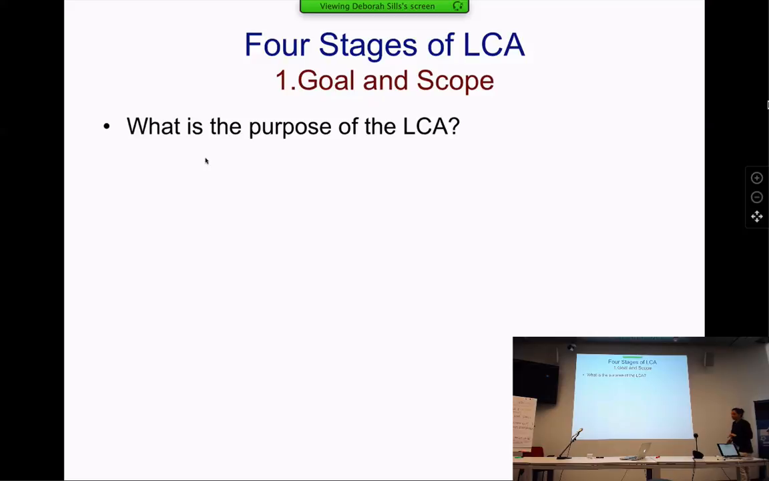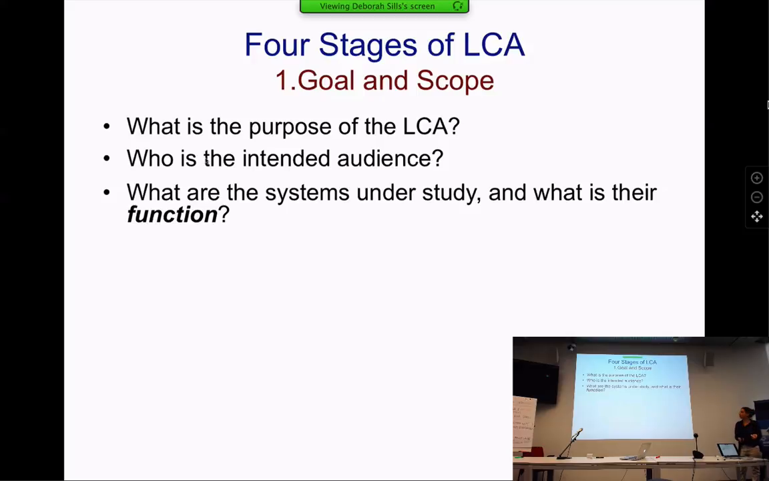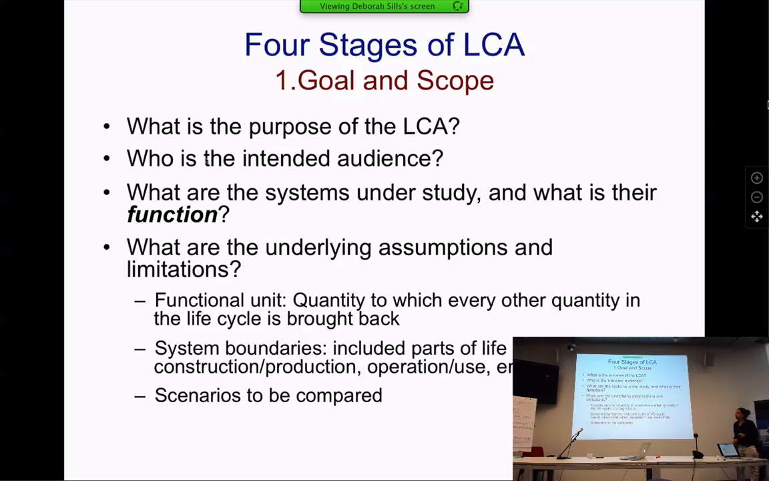All right, so now we're going to go through these four stages. So that first stage, the goal and scope, the first thing you want to determine is what's the purpose of your LCA, who's your audience, what systems are you studying. This is really just the whole list. You can have this for later. And what are the underlying assumptions and limitations? And clearly, limitations, this is probably something you're going to better define towards the end of your study. So again, back to this being iterative.